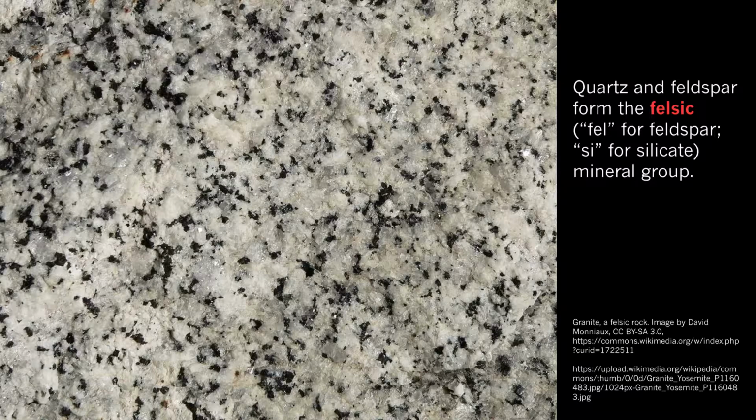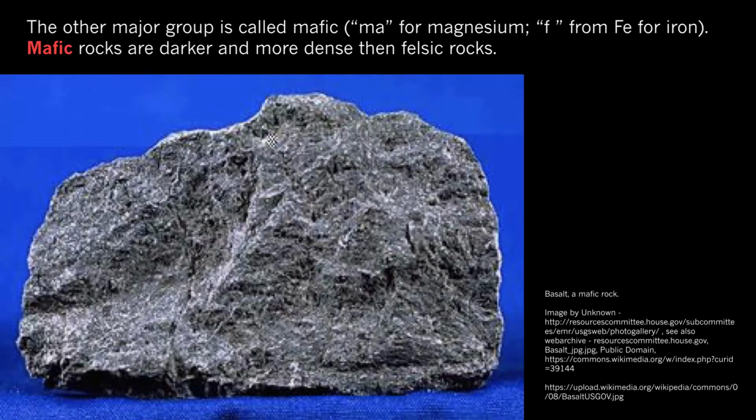Two basic groups of rocks: the Felsic Rocks, Fel for feldspar, and Si for silica, consist mostly of quartz and feldspar. And there's another group called the Mafic Rocks, where the Ma is magnesium, and the F is iron, and these are darker, more dense rocks than the Felsic Rocks. So you can take a course in petrology, or several courses in petrology and study rocks, but we only need a fairly basic understanding of rocks to understand how they weather and erode to produce landforms.